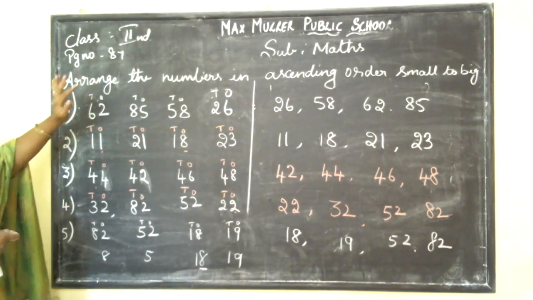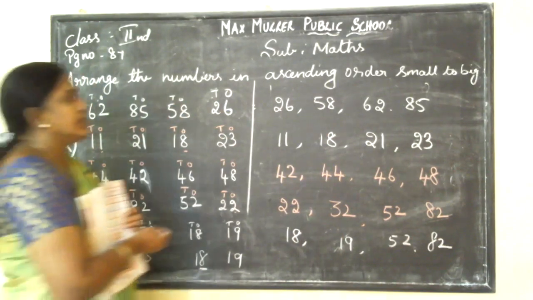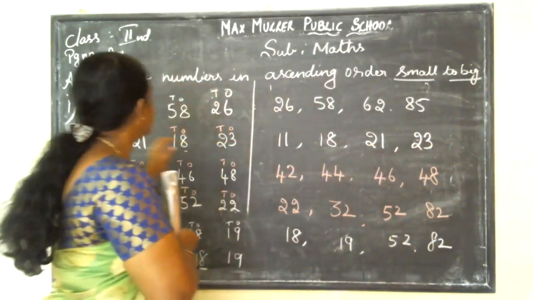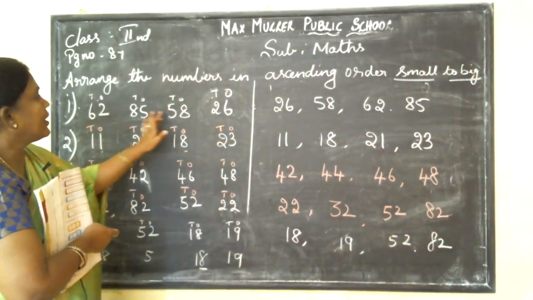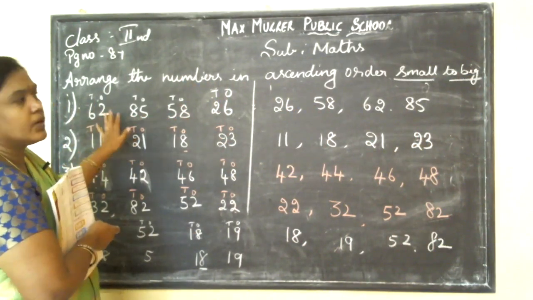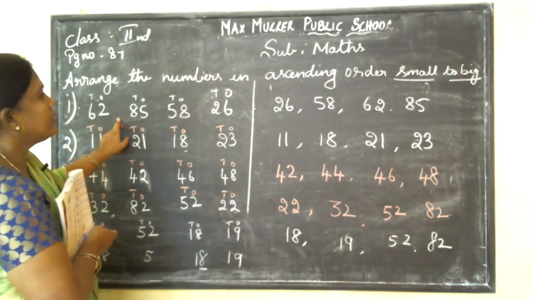Arrange the numbers in ascending order. Ascending order means small to big. You want to arrange the numbers. So see, 62, 85, 58, 26. Like this, they will give numbers. You want to arrange them small to big.